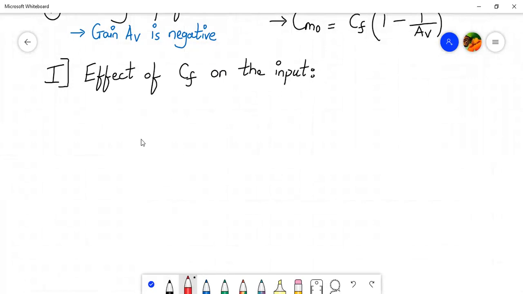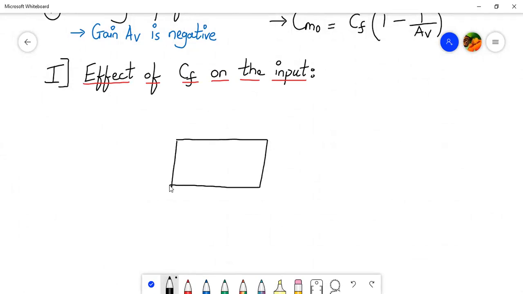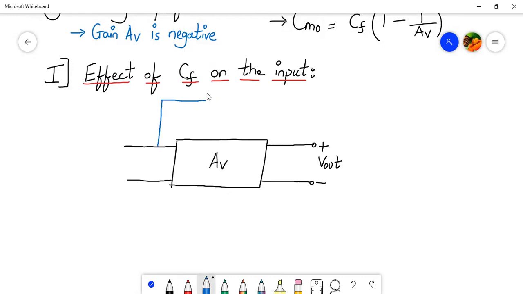Let's begin now with our analysis. Let me draw the circuit again. I'll consider an amplifier with a gain AV. I have my input port over here, and this is the output. We are concentrating on the input side. Here we have V out, and then we have a feedback capacitor connecting the two. Here is my feedback capacitor CF, which is connecting the input with the output.